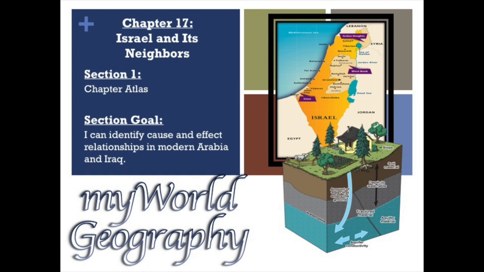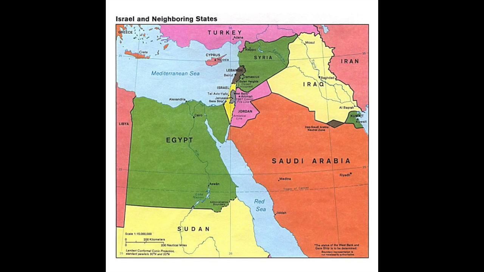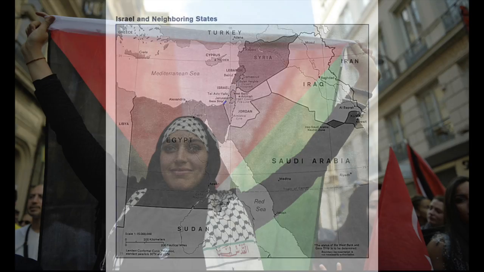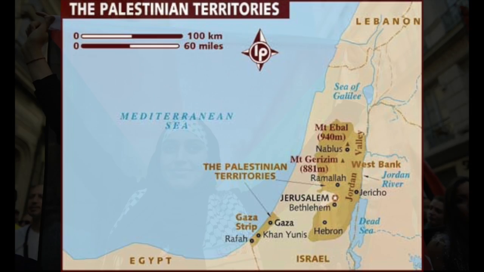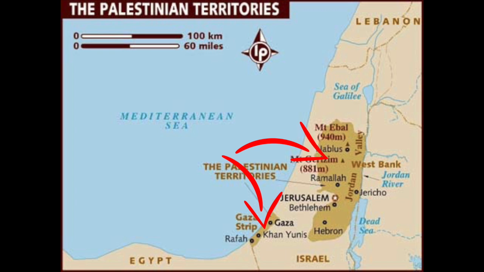We're starting in Section 1, Chapter Atlas, and the goal is to identify the cause and effect relationships in modern Arabia and Iraq today. We're going to examine the physical geography of Israel and its neighbors: Lebanon, Syria, Jordan, the Golan Heights, West Bank, and the Gaza Strip. I should mention that some people refer to the West Bank and the Gaza Strip as the Palestinian territories.